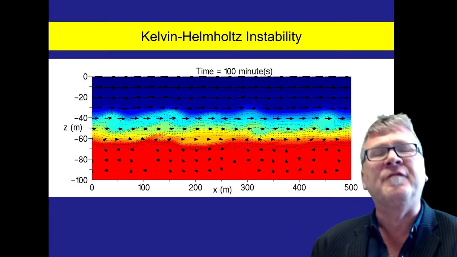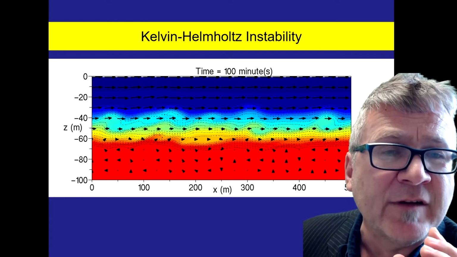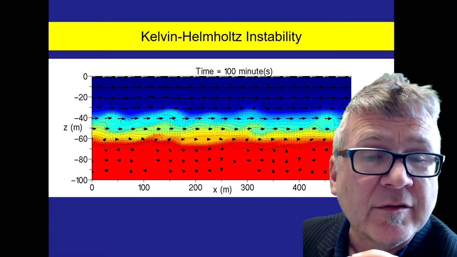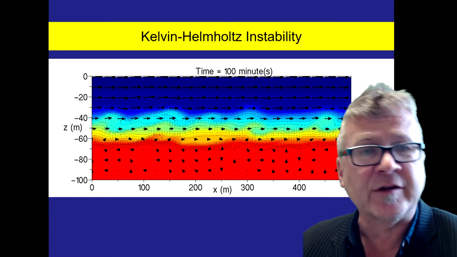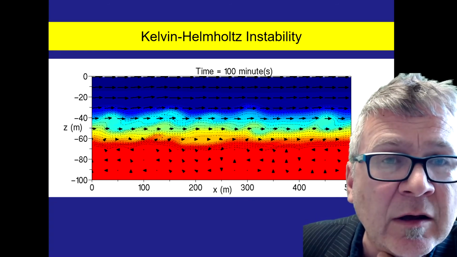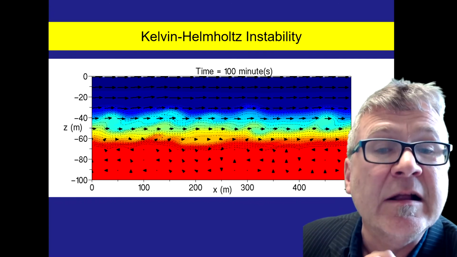So some interesting features is that this mechanism actually doesn't start at a small wavelength. It actually starts at a relatively large wavelength. It's not small turbulence that grows. It starts at a relatively large distance. Okay, this is Kelvin-Helmholtz instability.